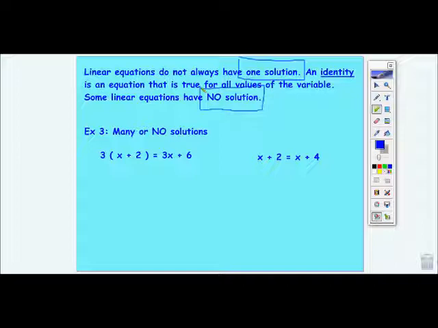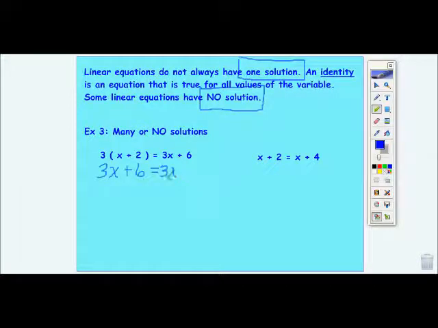So the first one that we're going to have in example 3, we have a distribution that has to be done before we can go any further. 3 times x equals 3x, and 3 times 2, a positive 3 times a positive 2, equals a positive 6.